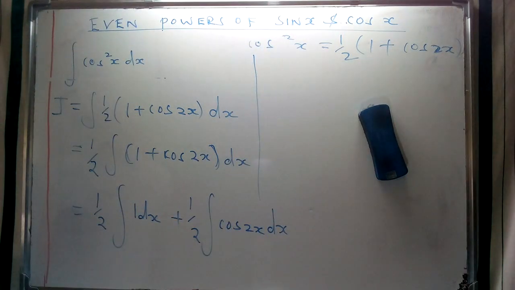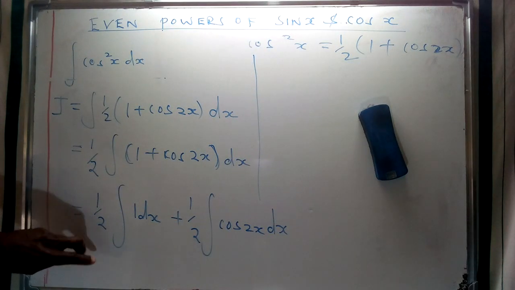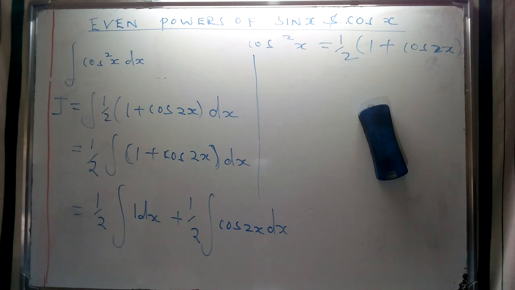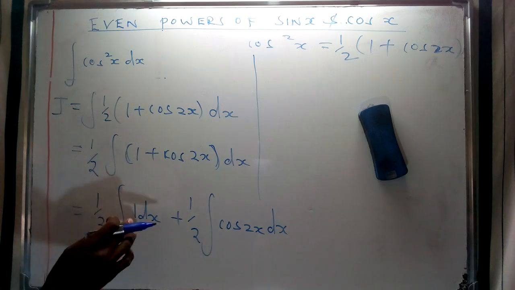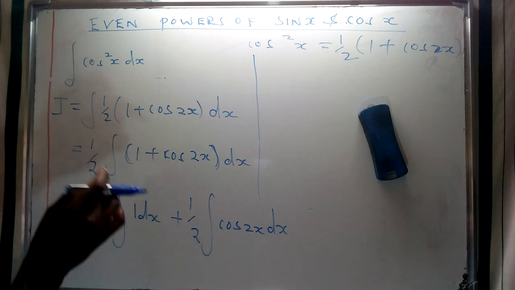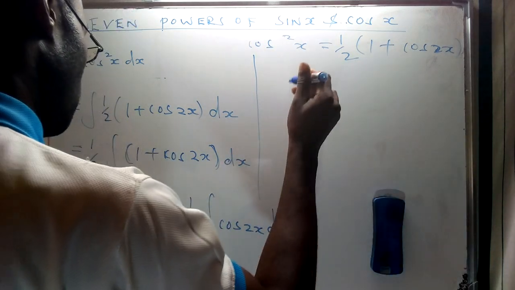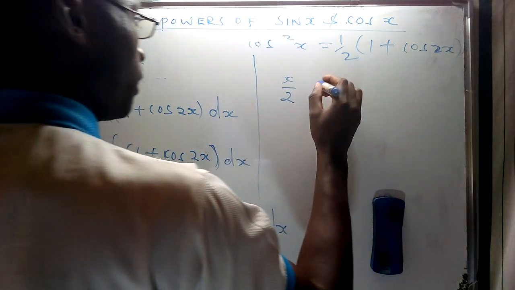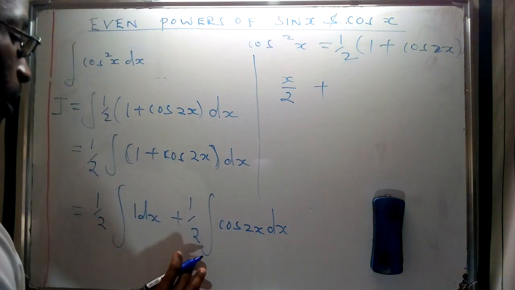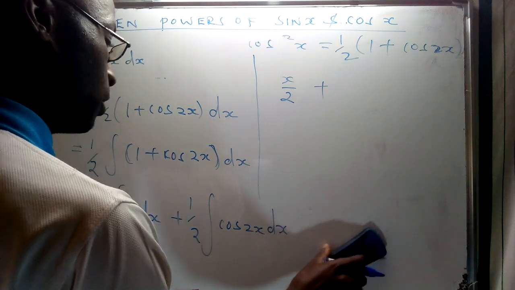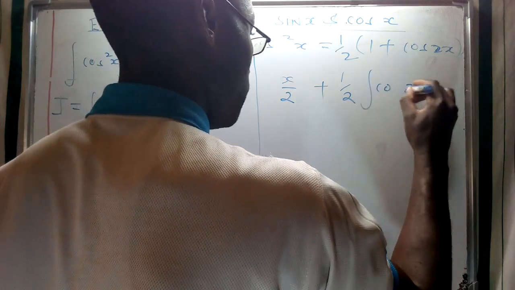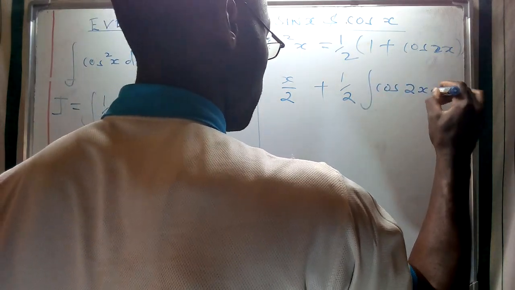If you look at this expression for the two integrals, the first one, the integral of 1, is going to be x, so this is going to be given as x over 2 for the first part, and then we're going to have plus. For the second part, I'm just going to write it so that we can continue: the cosine of 2x dx.